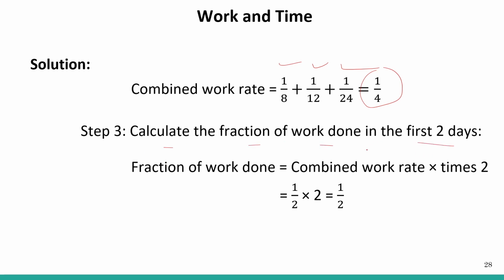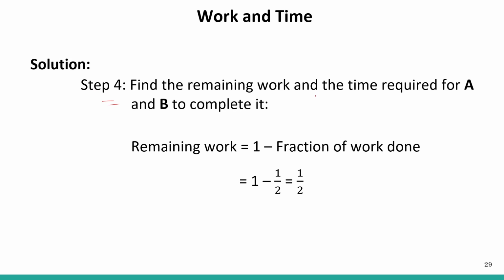Next, calculating the fraction of work done in the first 2 days. How much of the work is made in 2 days? The fraction of work done is equal to the combined work rate times the amount of time, that is 1 by 4 into 2, which is equal to 1 by 2. So 1 by 2 is the answer. That is the fraction of work done, that is half of the wall is made or built.